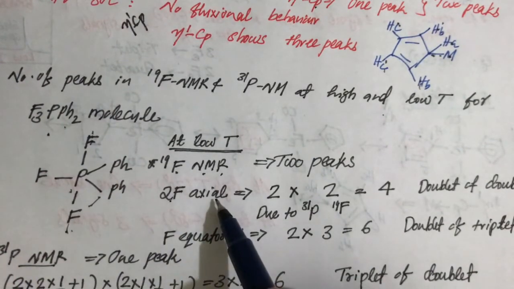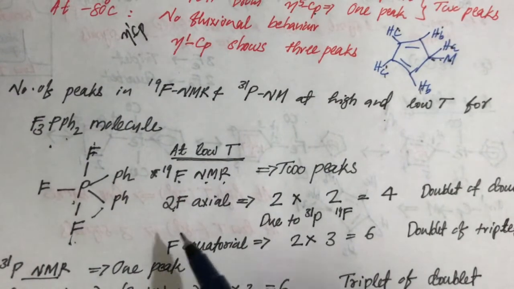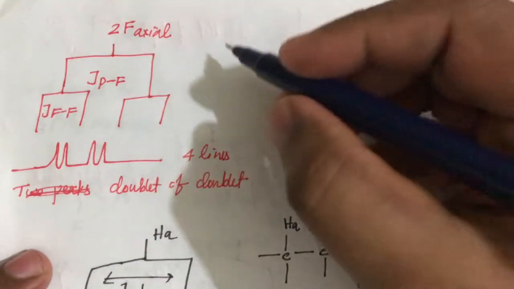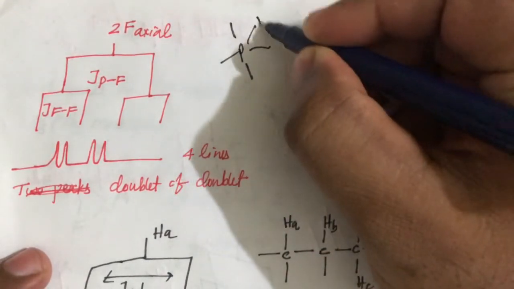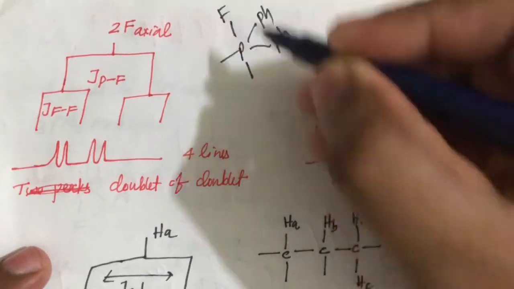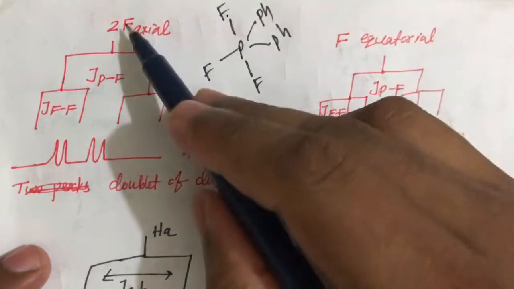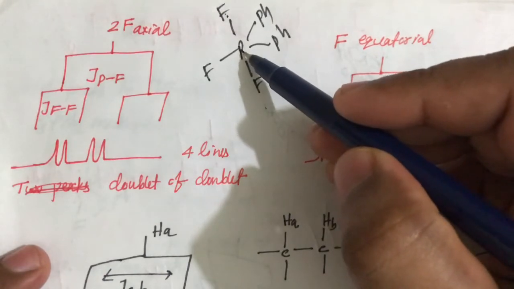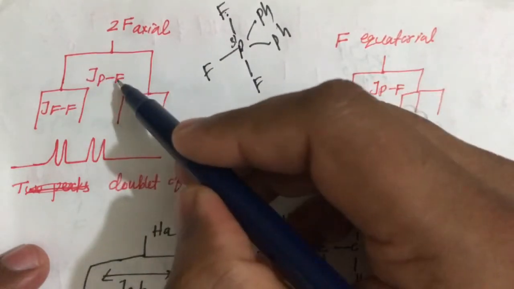So these 2 fluorines give you splitting, that is we can check these 2 axial fluorines. So this is our compound PH2F3. Okay, so here we are analyzing the axial fluorine. So 2 axial fluorines. First of all, this axial fluorine is coupled with this phosphorus. This phosphorus is also NMR active, that is phosphorus 31. Okay, so that is the first coupling that takes place.